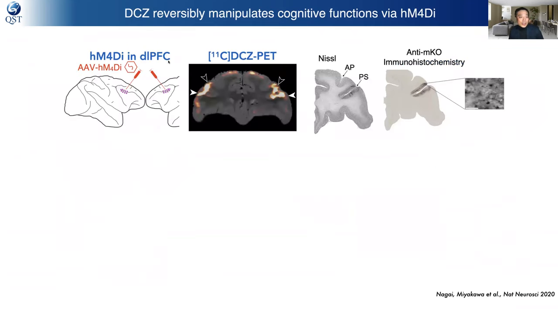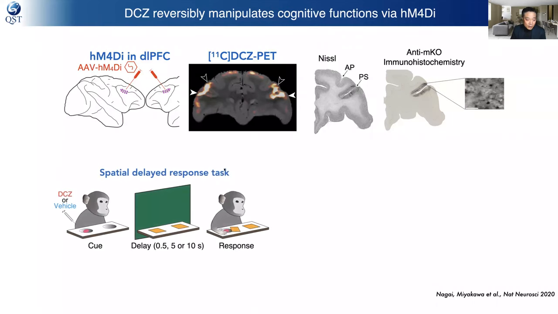We also demonstrate that DCZ reversibly manipulates cognitive function via inhibitory DREADD HM4Di. For this purpose, we have two macaque monkeys expressing HM4Di in bilateral DLPFC. We inject the vector in multiple injections, and we obtain a nice DREADD expression covering the dorsal and ventral bank of the principal sulcus. And actually, this is also visualized by DCZ PET.